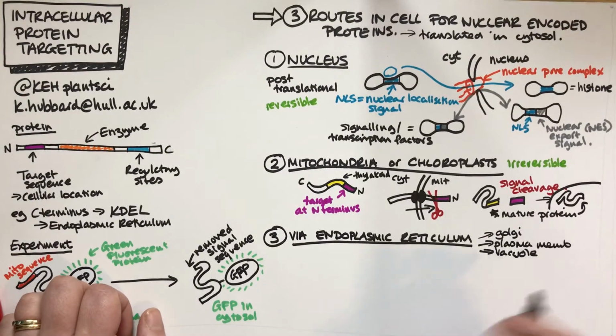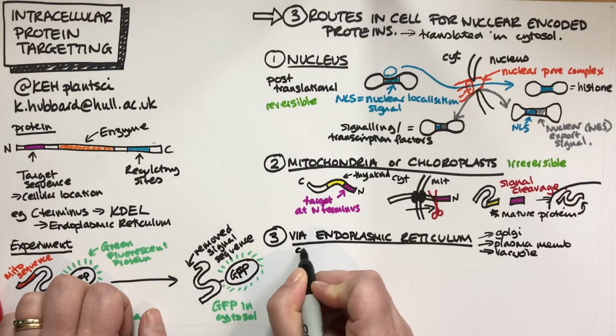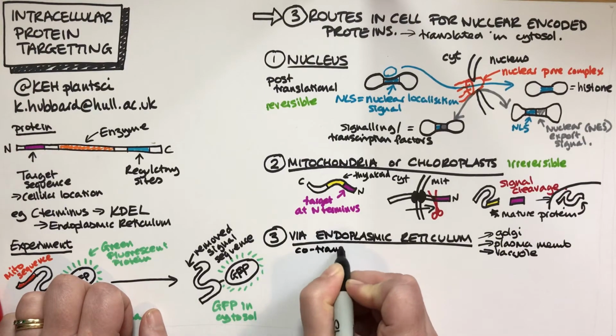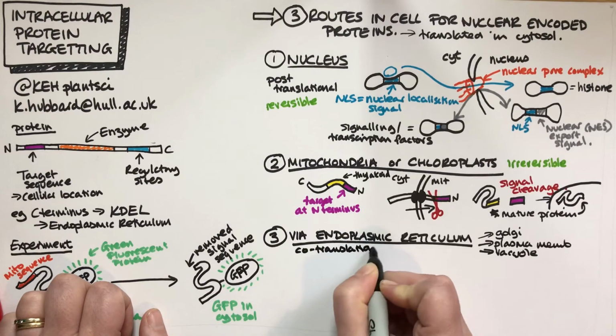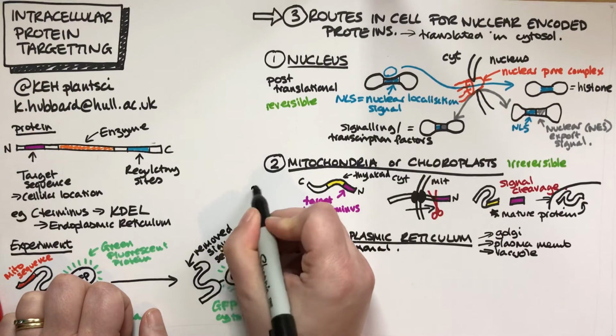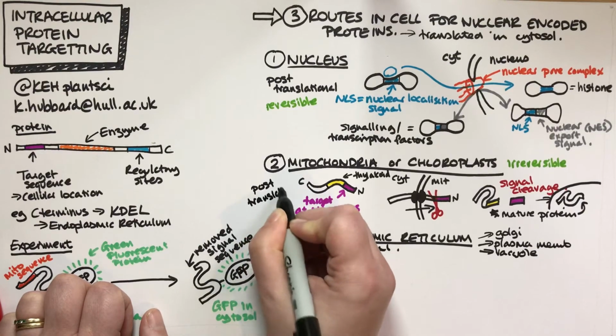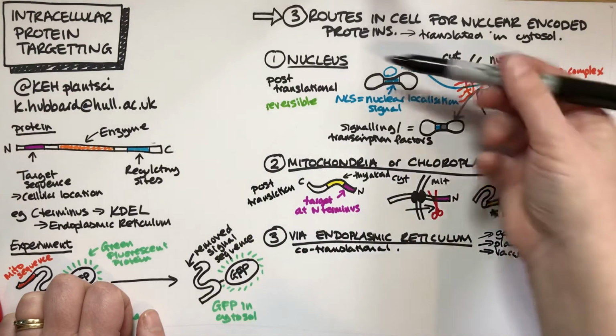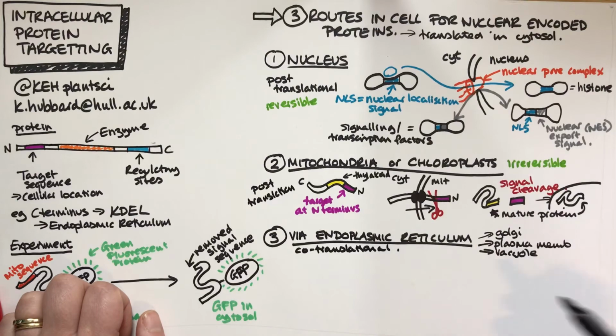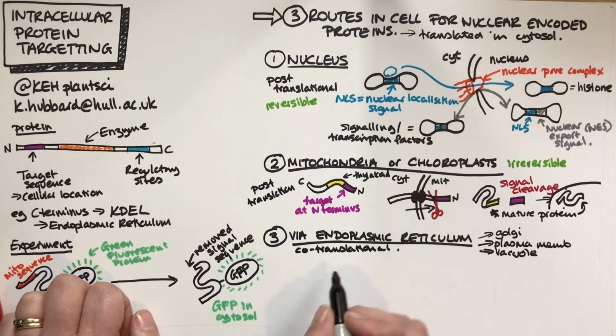And this is different because this is a co-translational mechanism. Both the nucleus and the mitochondria versions were post-translational. The protein had already been made. Whereas this mechanism is co-translational. It happens during the process of translation, so the ribosome is involved. Okay, so what happens here? So here's our ribosome.